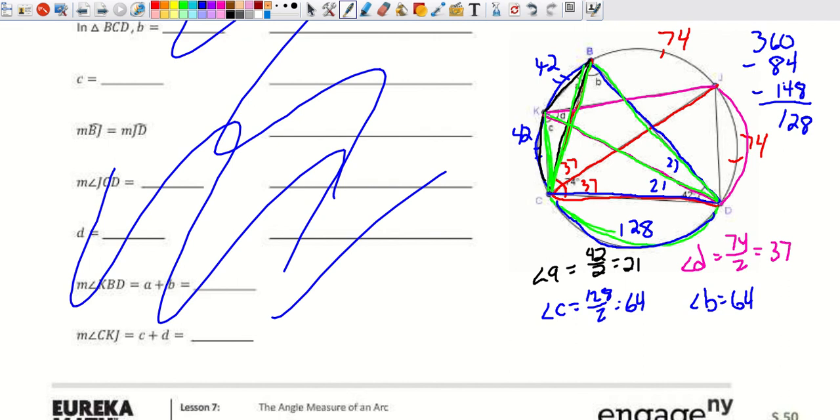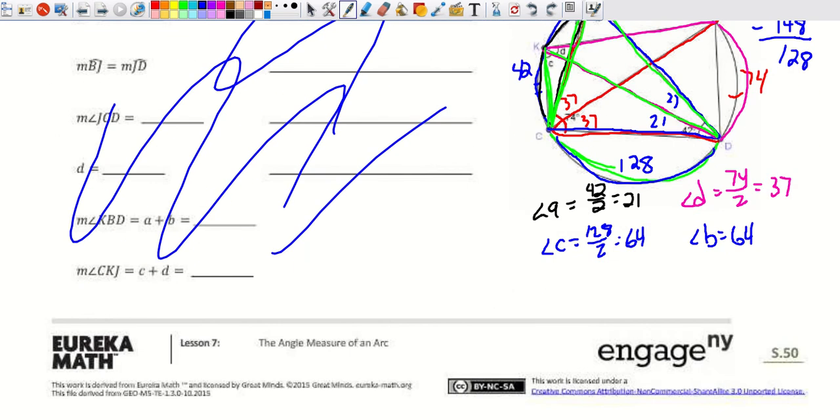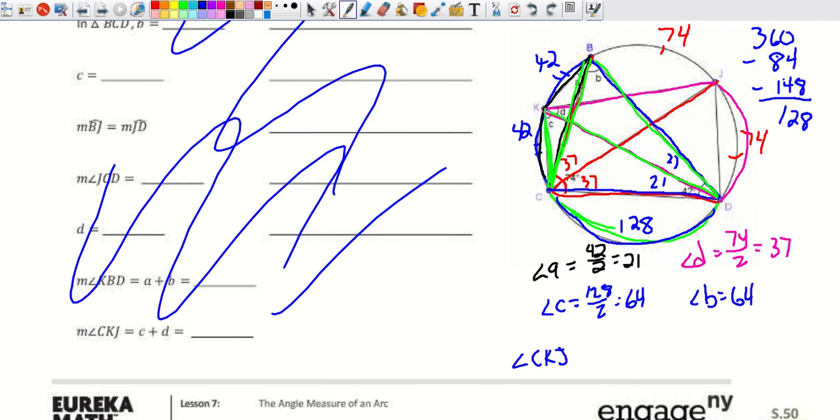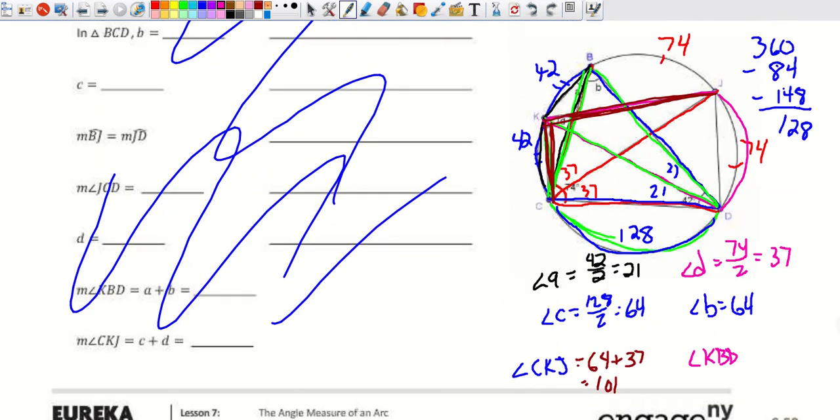Okay, so the question they want answered is angle CKJ and KBD. Angle CKJ is a combination of angles C and D. That's this angle right here. So that equals C, which was 64, plus D, which is 37. We add those together and we get 101 degrees. The other angle we want is angle KBD, which is this angle right here, a combination of angles A and B. So 21 plus 64 is 85. And there's the measure of those two angles.